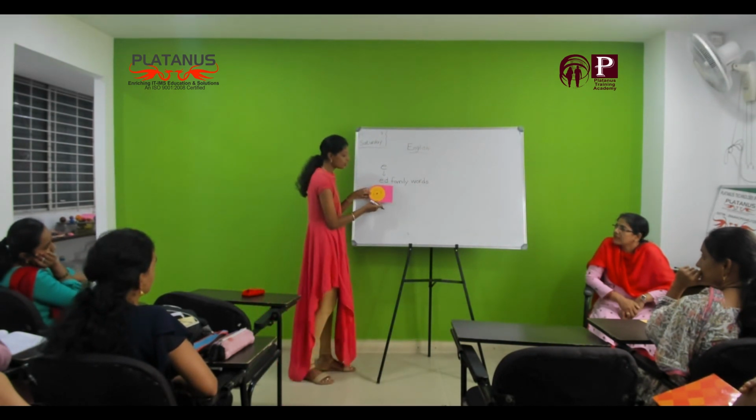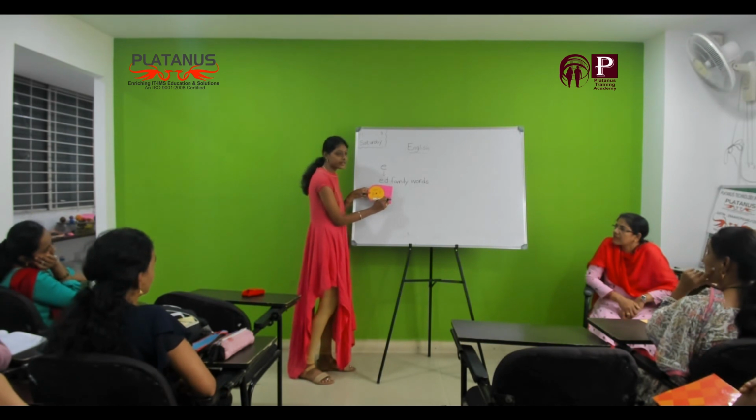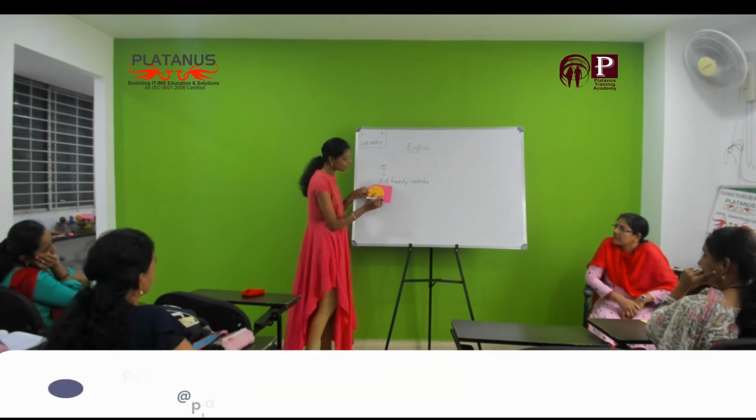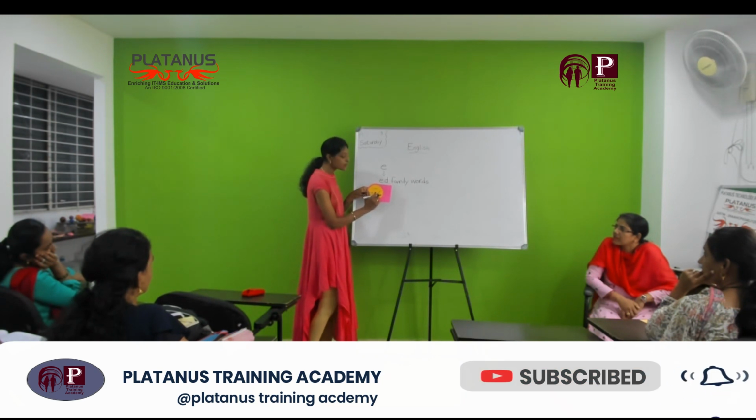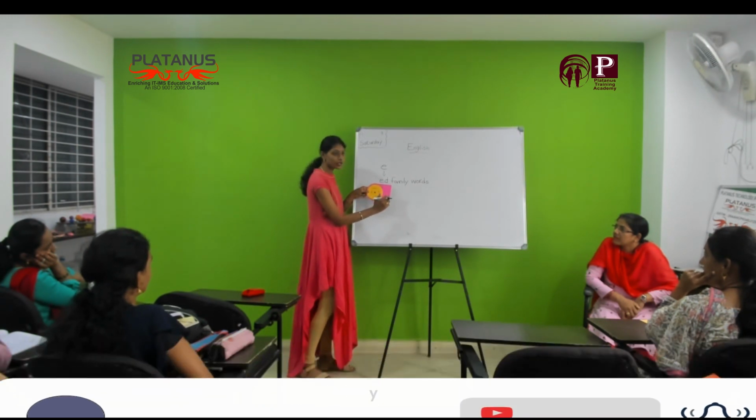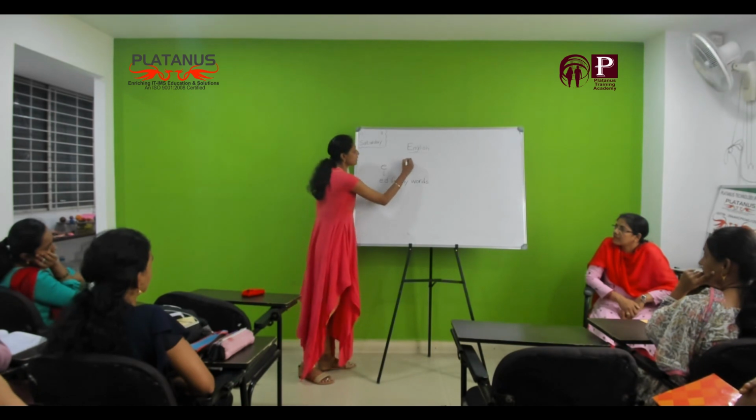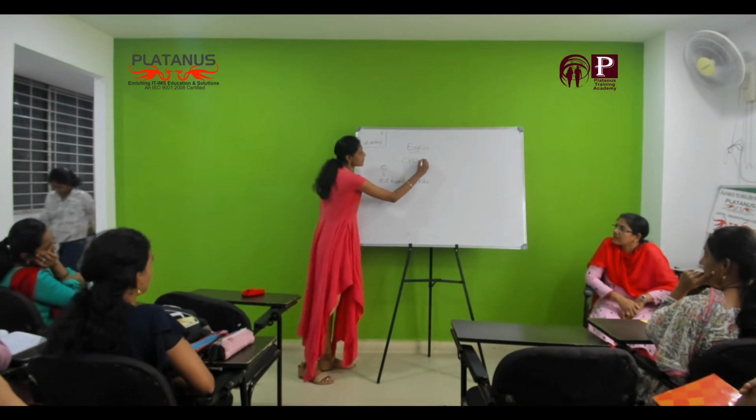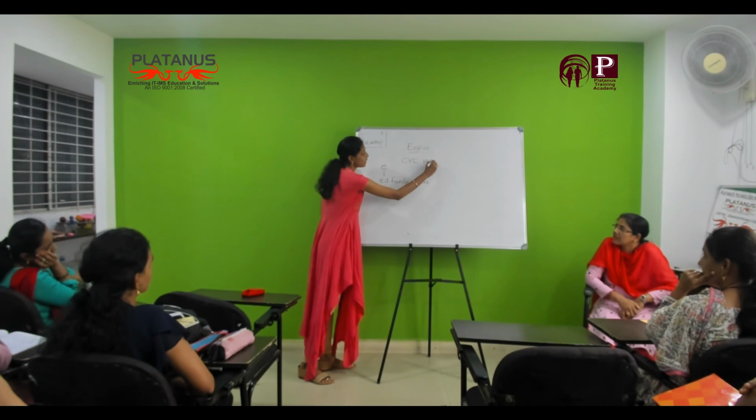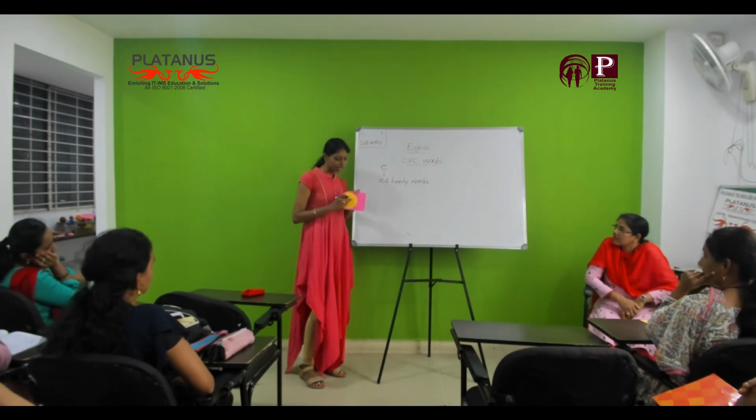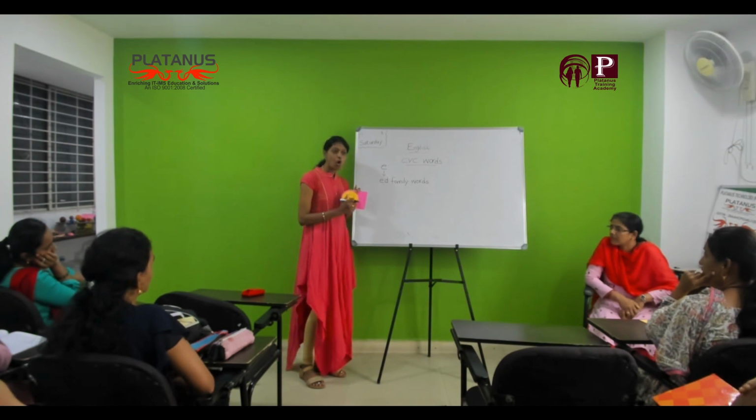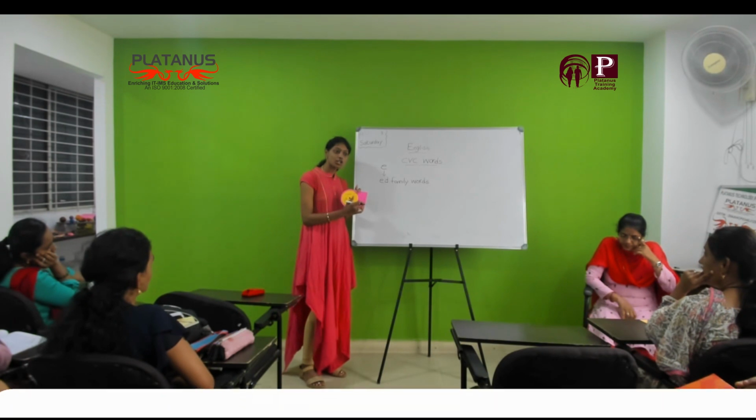See here, what is this? End. Now, here, what is this? Consonant. This is called consonant vowel consonant, CVC words. R is the consonant. E is the vowel. D is the consonant.